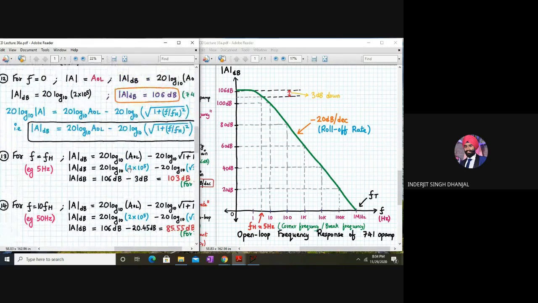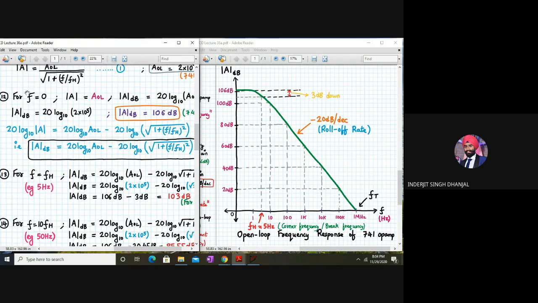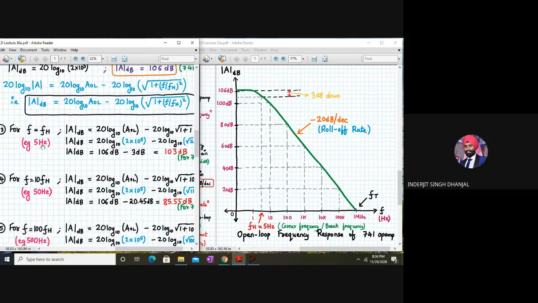Okay. So here let's check it. The x-axis is the frequency values from 0 to 1 megahertz. Basically this will be plotted on a semi-log paper, but x-axis will be a logarithmic plot, and your y-axis is the gain in dB ranging from 0 to 106 dB. You remember at f equal to 0, what was the value of the gain? The gain was 106 dB. That's why we got this. And at f equal to fh, that is around 5 hertz, the gain dropped to around 103 dB. So here it is, 103 dB.